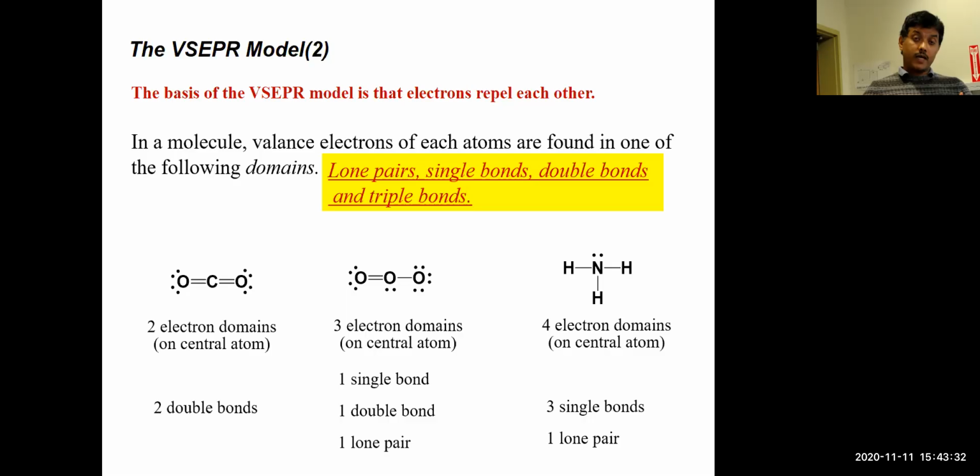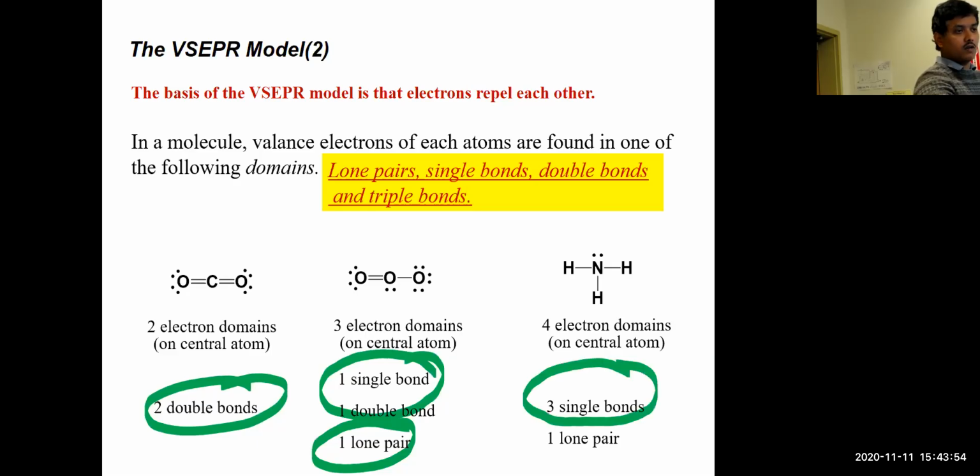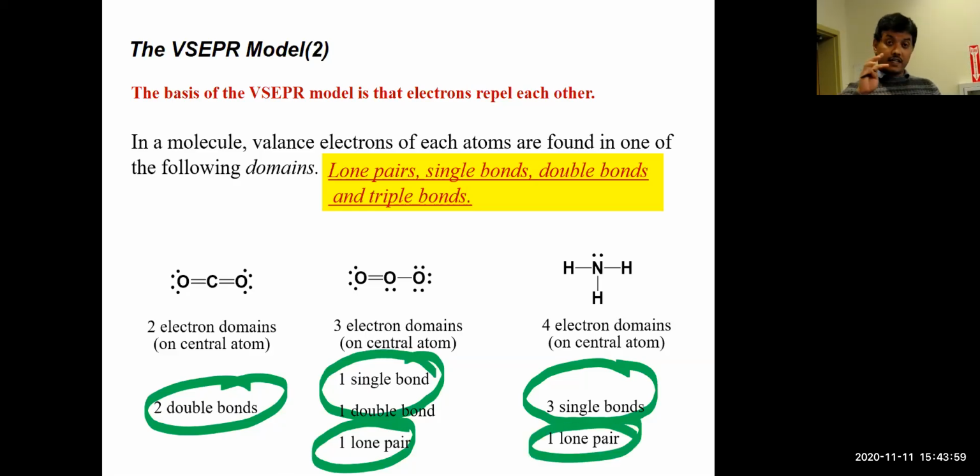A lone pair is 1 electron domain, and a single bond, a double bond, or a triple bond is still 1 electron domain. So CO2, we said, has 2 electron domains with no lone pair, but ozone has a total of 3 electron domains, with 2 from bonding and 1 from a lone pair. And we said the NH3 molecule has a total of 4 electron domains, with 3 from bonding and 1 from a lone pair. This is what you need to get comfortable with. If you are comfortable with this step, then you are ready for the next discussion.